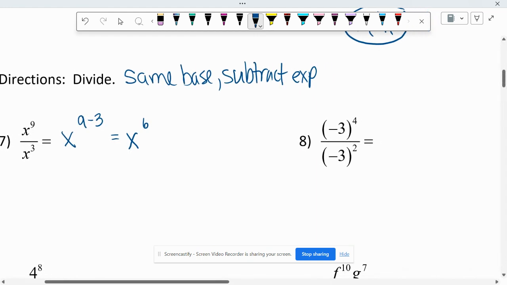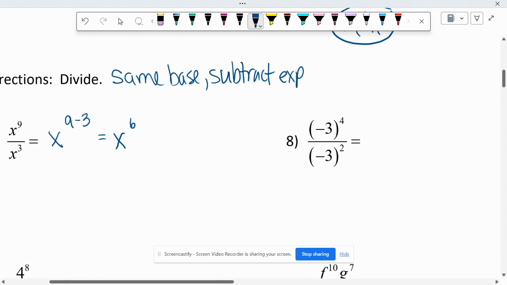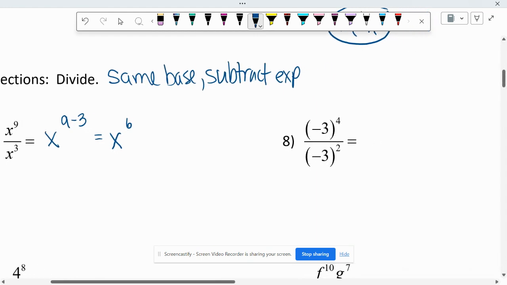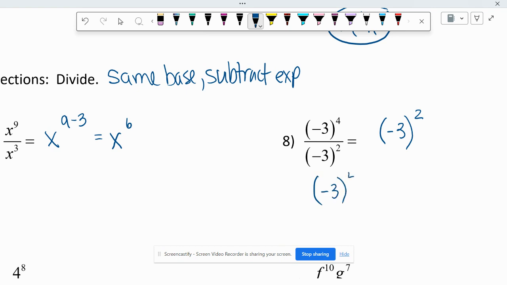Example number 8. Be really specific. Leslie, example number 8. What does that become? I'm subtracting because I'm using a division problem, right? Negative 3 in parentheses to the 2nd power. Yes. 4 minus 2. I'll write it down here so you can see your work. Negative 3 to the 4 minus 2 equals negative 3 squared. Okay.